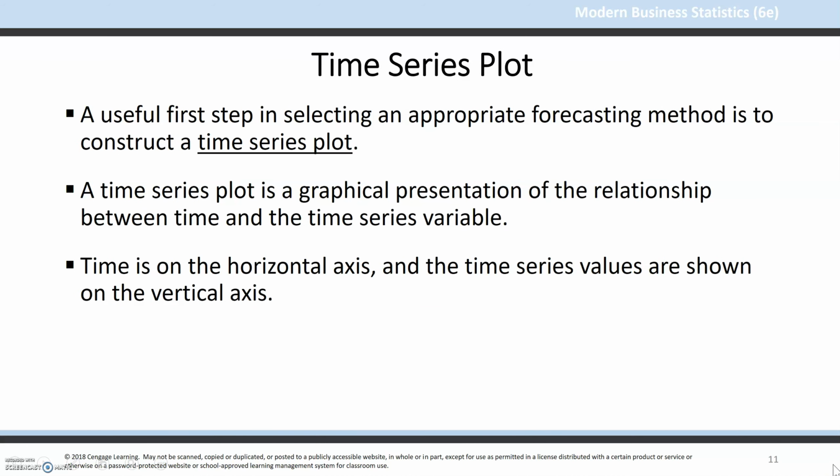Usually the first step in a time series analysis is to do a plot to see if you can see some type of pattern that exists. And then once you identify or recognize that pattern, hopefully you know the more appropriate methods of forecasting to go with. The time is on your horizontal axis, your x-axis, and then the series values, the actual values, lie on your vertical axis, or your y-axis.